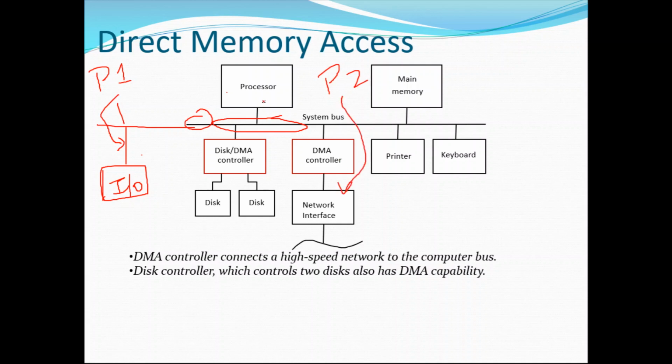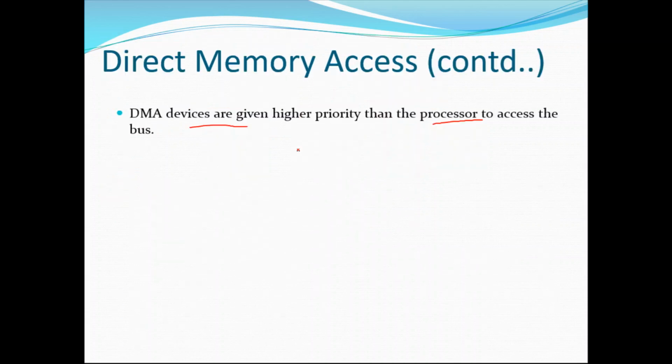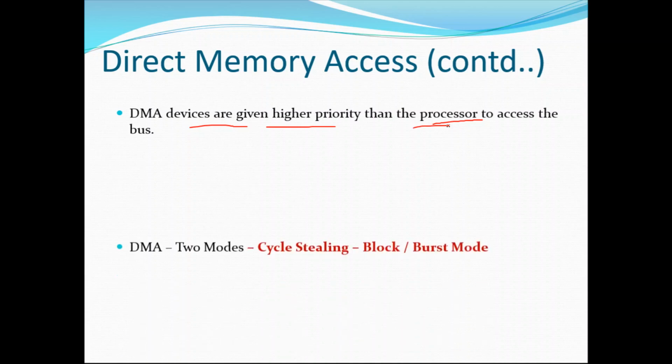Currently the bus is with the processor, but now two processes want to perform IO operations. Who should be given the bus? Actually P2 will get the bus. I mean the DMA connected with P2 will get the bus. This DMA controller will get the bus, because two parties were competing for the bus: one is the DMA controller, the other is the processor itself. In that case, the DMA controller will have higher priority than the processor. So DMA devices are given higher priority than the processor to access the bus. That's what it is.